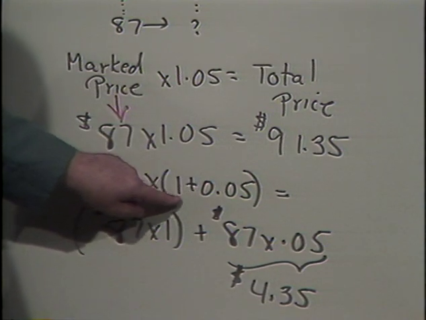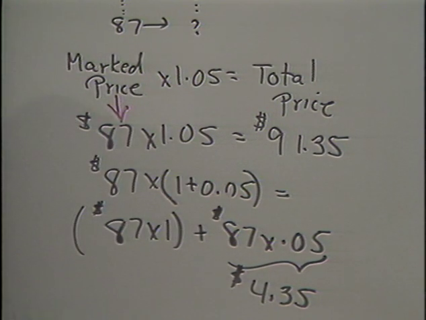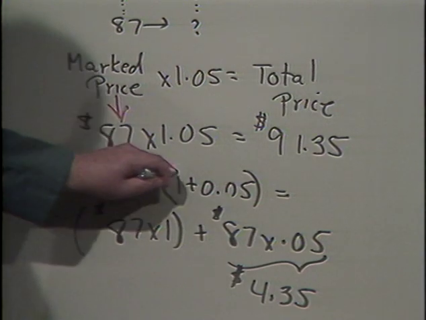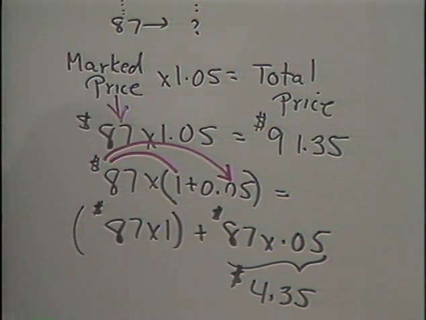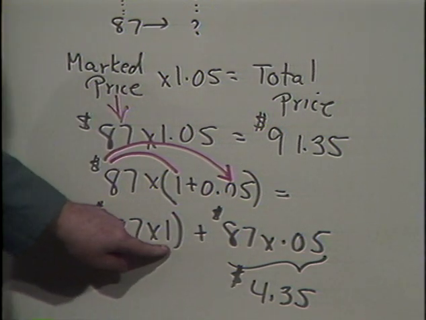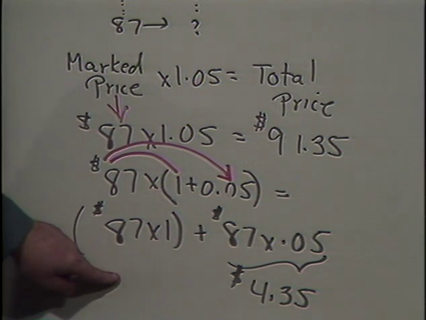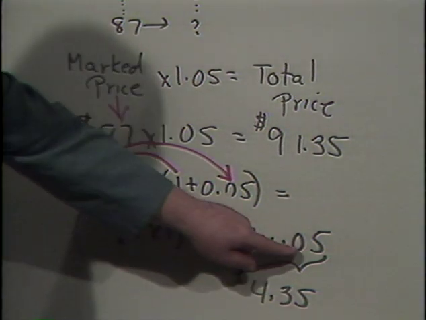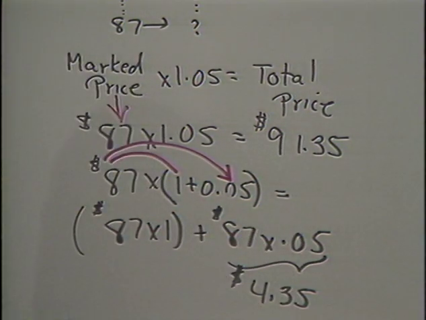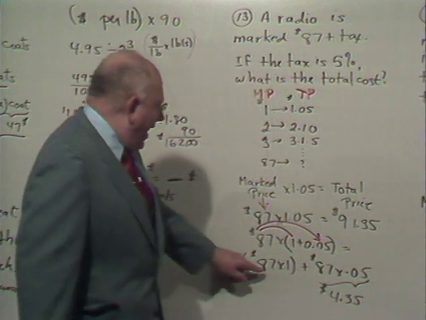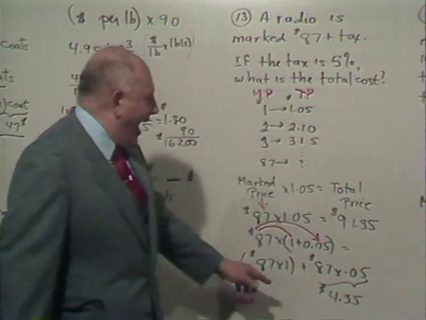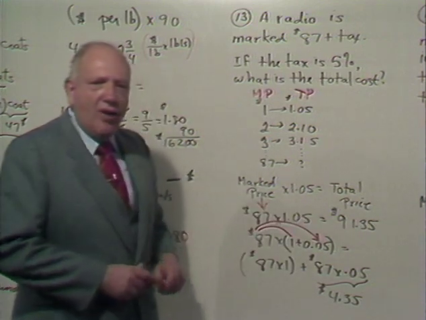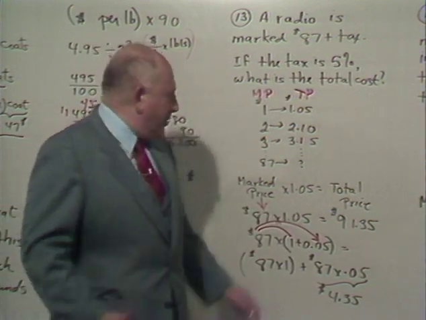$1.05, isn't that $1 plus 5 cents? So what I really did over here was the 87 multiplied the dollar, and the 87 also multiplied the 5 cents. The 87 times 1, that's my $87. That's the regular price. The 87 times 5 cents, that was $4.35. Now I can take the $87 and the $4.35, add them up, and that's the same $91.35. But look how I can do this.